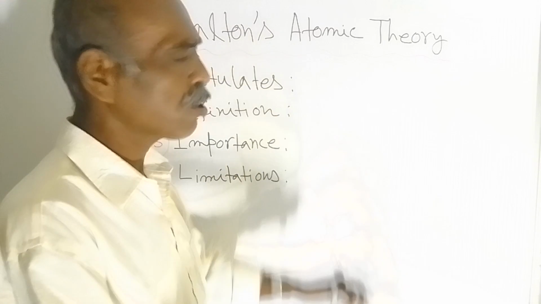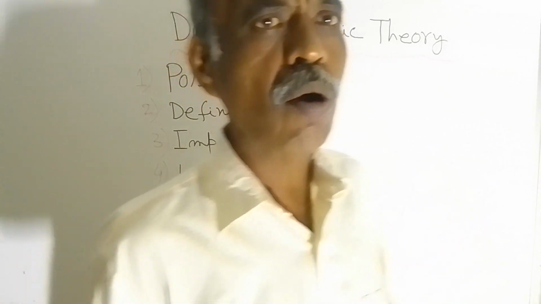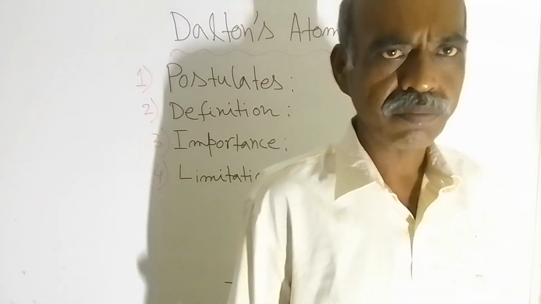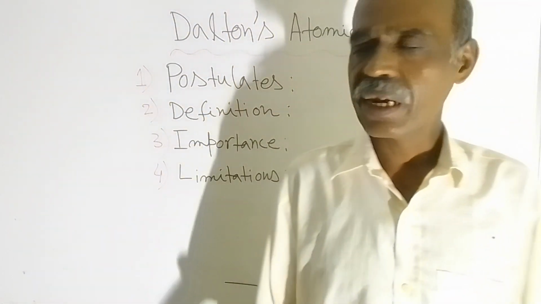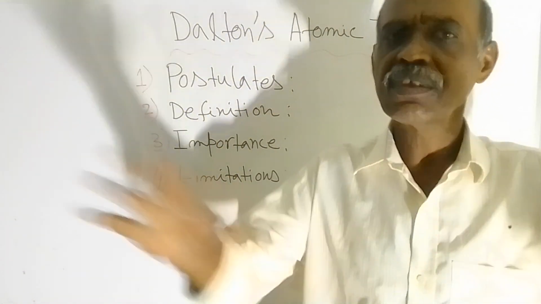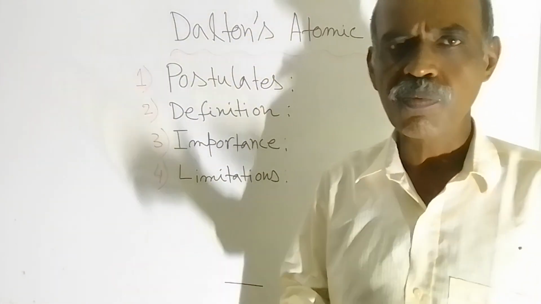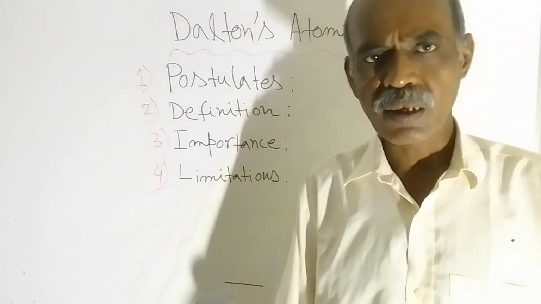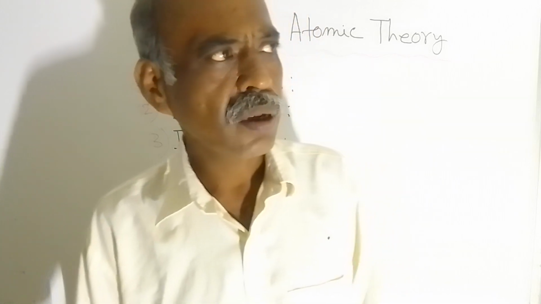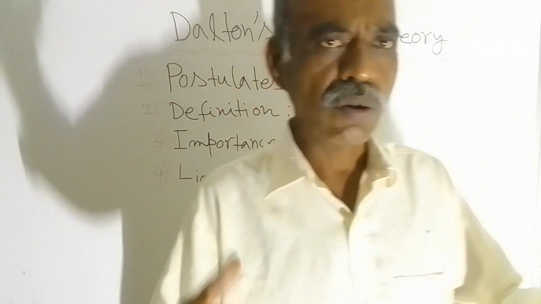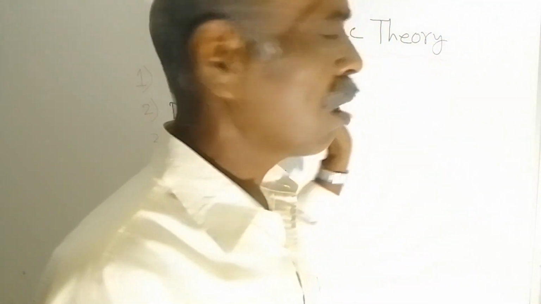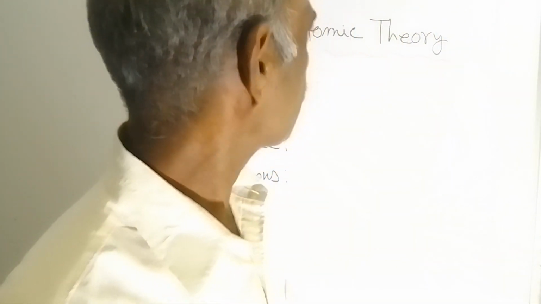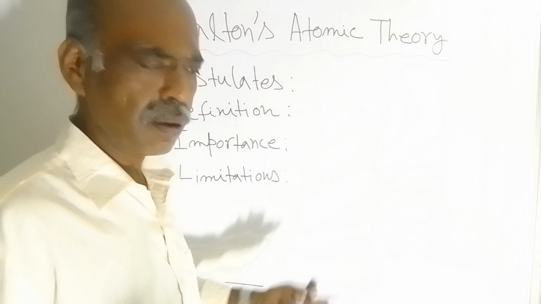So, Dalton's atomic theory is in the very first chapter of class 11 chemistry. In the very first chapter, you will get physical chemistry. Three parts are there: physical chemistry, inorganic chemistry, and organic chemistry. And here I am talking about physical chemistry, the first chapter.